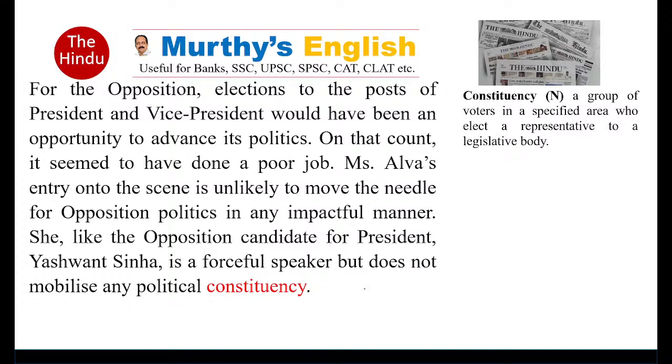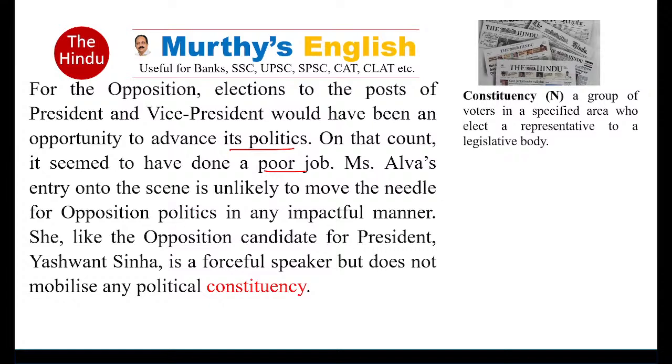Now the editorial talks about the opposition. For the opposition, elections to the posts of president and vice president would have been an opportunity to advance its politics. On that count, it seemed to have done a poor job. That means they haven't lived up to the expectations.